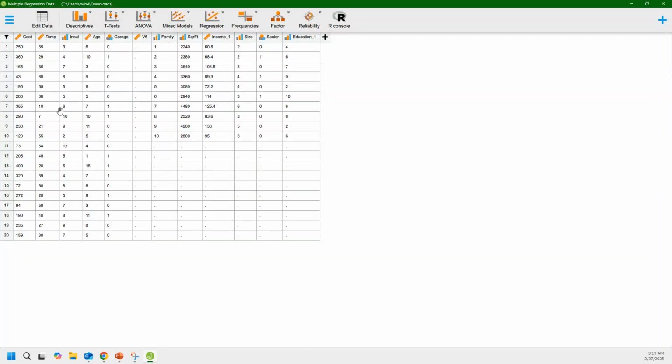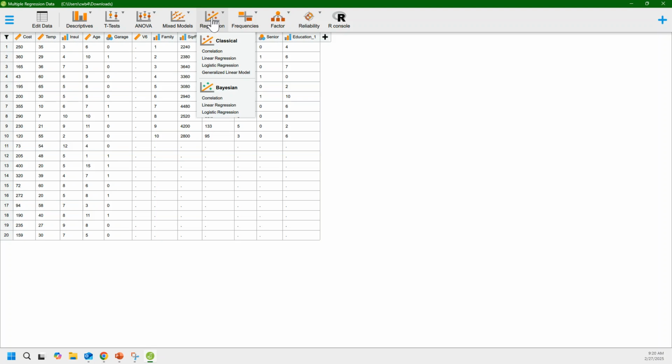And here is my data. Notice here I have cost, temp for temperature, insole for insulation, age, that's the number of years of age of that furnace. And then I have a variable here called garage. That is a yes or no or 0 1 variable. It is categorical. And so I'm not including that here. I'm going to ignore that. So I'm going to use these 3 as my predictors or my covariates. And this is my dependent variable.